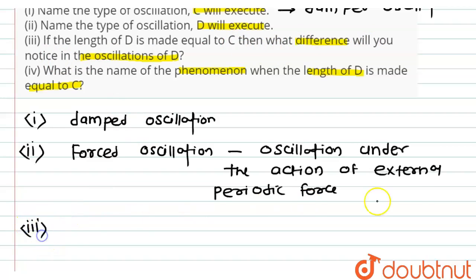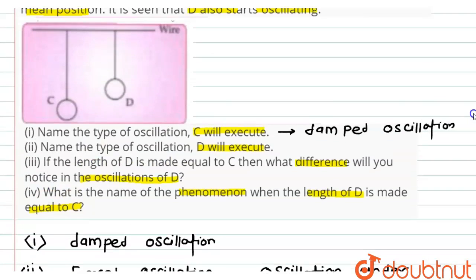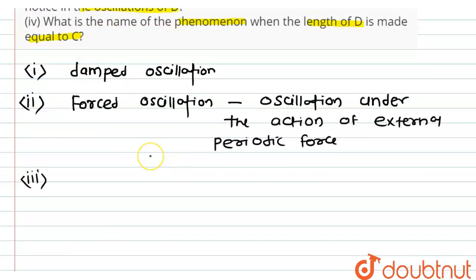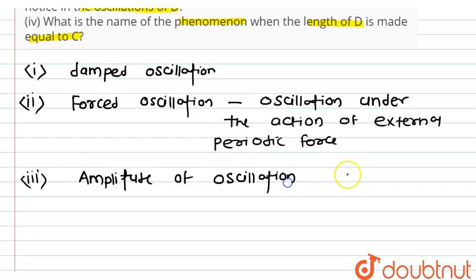So here when the length of the pendulum D is made equal to the length of the pendulum C, in that case we can say that D will start executing oscillations of very large amplitude, that is, the amplitude of oscillation will be increased.